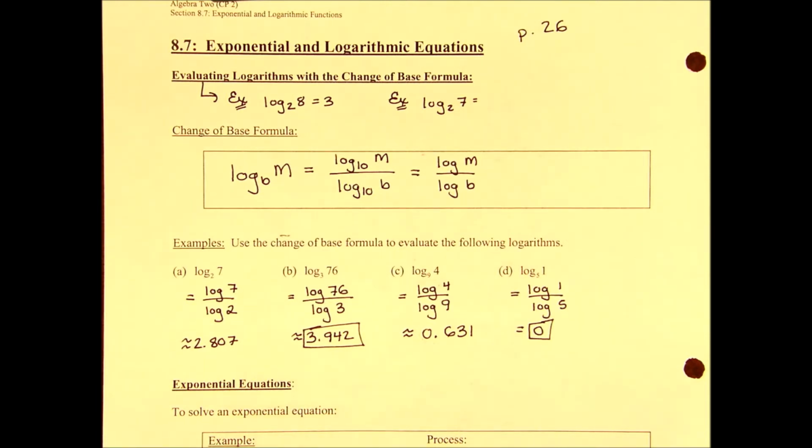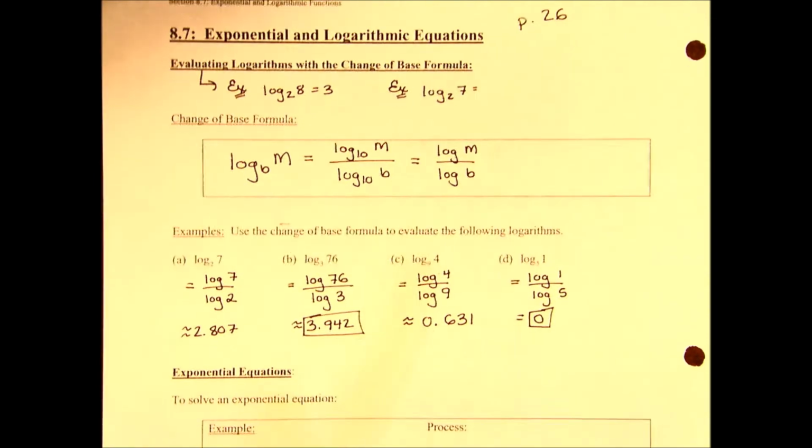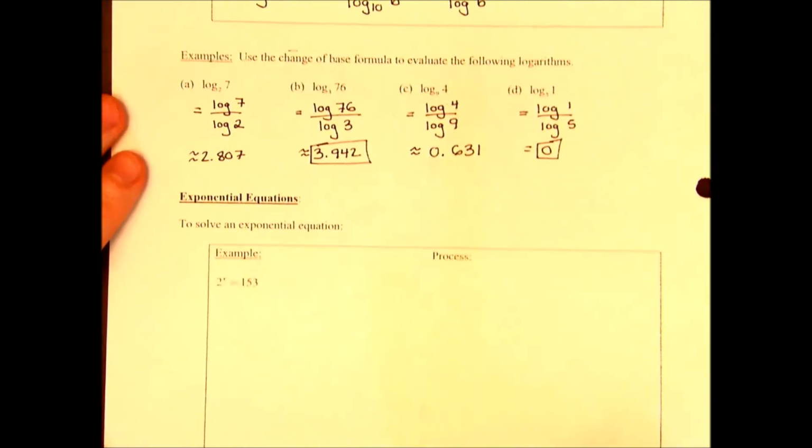So this is how we can evaluate any sort of logarithm using the calculator. Before, we could only deal with logs with base 10 or logs with base e, those natural logs. Now we can use this change of base formula for any sort of logarithm. We're going to now move into our 2 different types of equations.